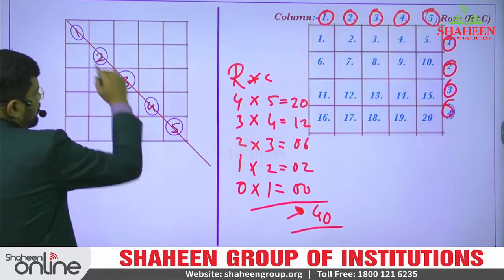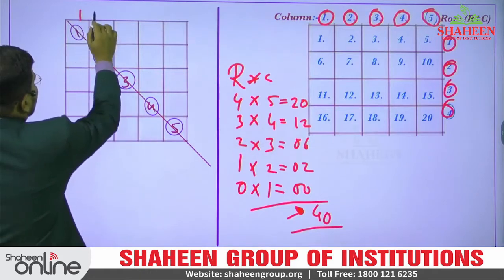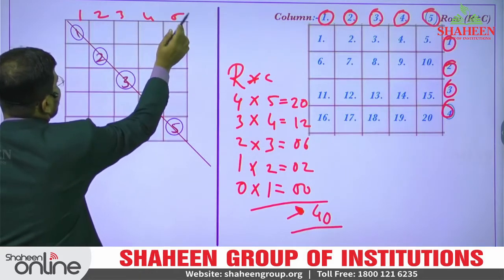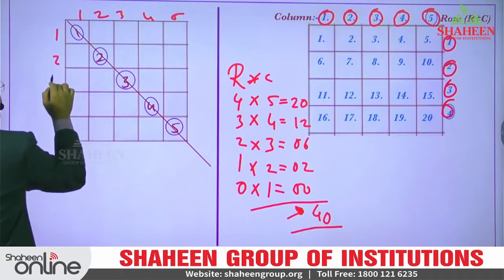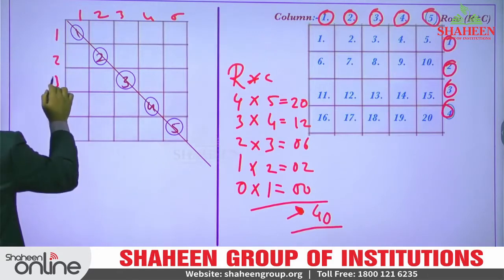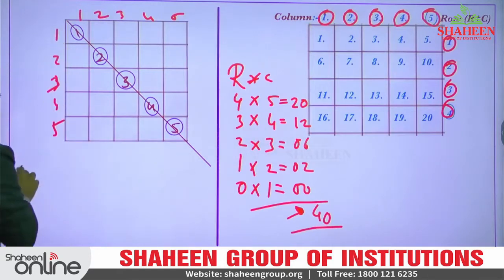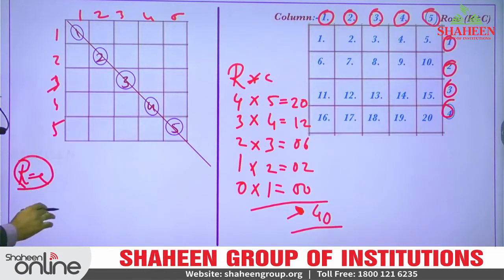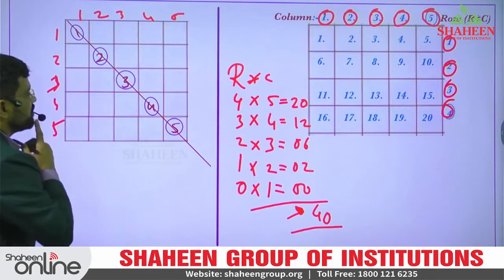Look here, friends. 1, 2, 3, 4, 5. 5 columns are there. 1, 2, 3, 4, 5. So 5 rows are there. So here R equals C. I can do 1 square, 2 square, 3 square, 4 square. But there is another method. We will discuss it here.